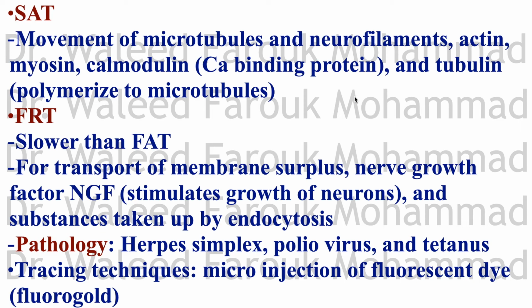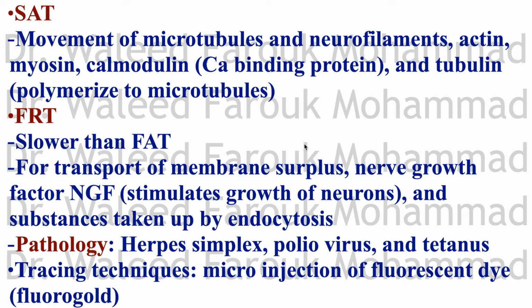It's the speed of which is much slower than the fast anterograde transport. Now, there is fast retrograde transport, which although it's fast, is slower than the fast anterograde transport, and it's for transport of surplus membranes and nerve growth factors. This is important in the development of the nervous system. It depends on nerve growth factors, picked up by the cell and transported by the fast retrograde transport.